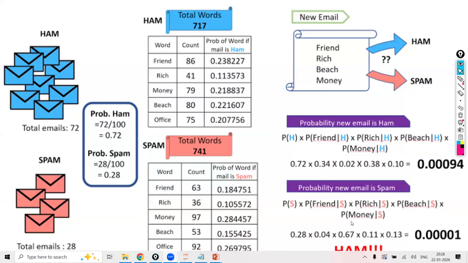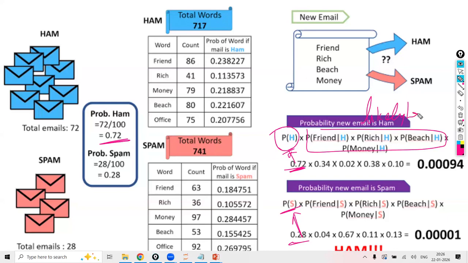Similarly for the spam. Now, we calculate the prior probability into the likelihood. This is the prior probability, which is 0.72 for ham. Similarly, the probability of spam is 0.28. This is the prior, and all of these are called likelihood. After calculating prior probability into likelihood, whichever value is the highest, it will select that. In that way, our mail accounts are working. Is everyone clear?